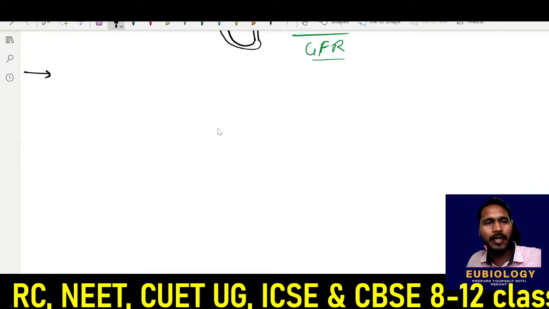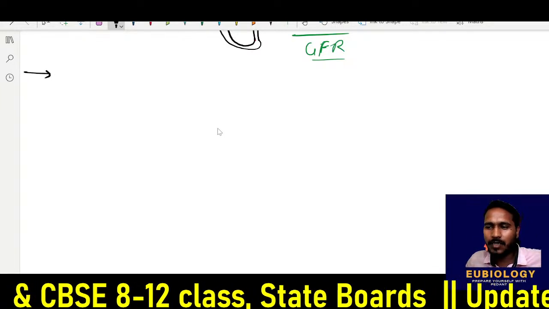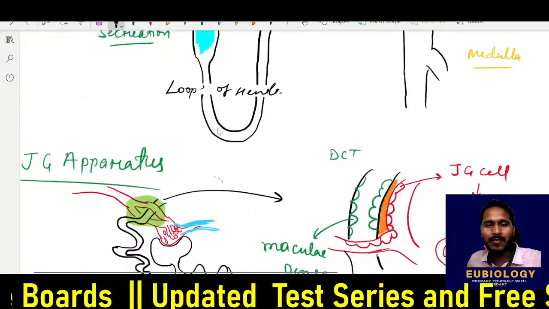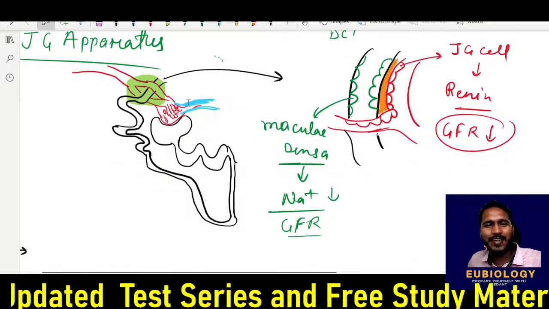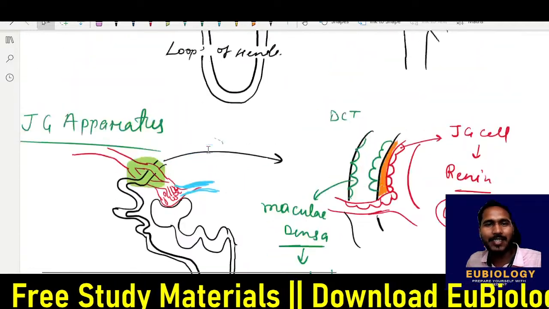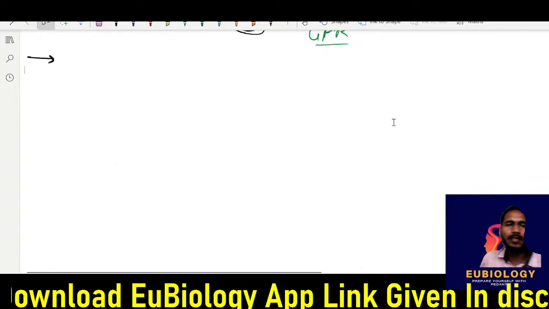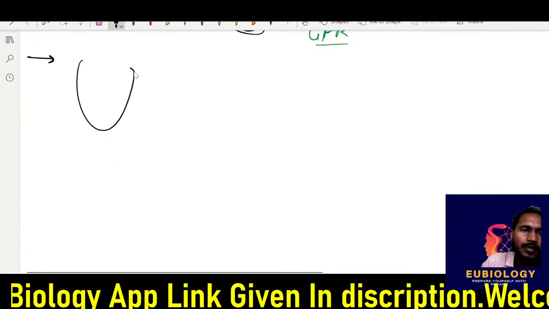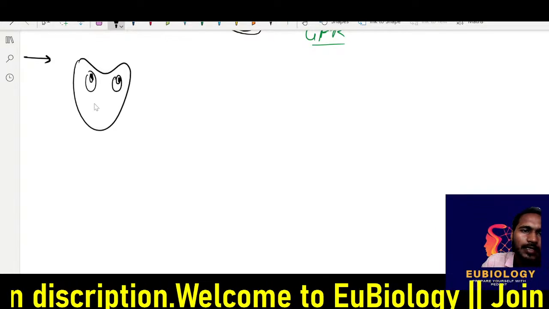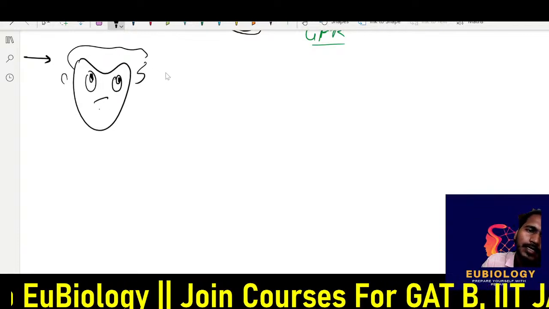Up to here you understood the JG apparatus. In coming classes, we will see the use of that JG apparatus. And don't draw the nephron like this, which you are seeing here. Actually, it is not correct. This is the actual nephron, and it's tough to explain DCT, PCT, that's why we are making a simple nephron diagram. So let's see what the GFR is.